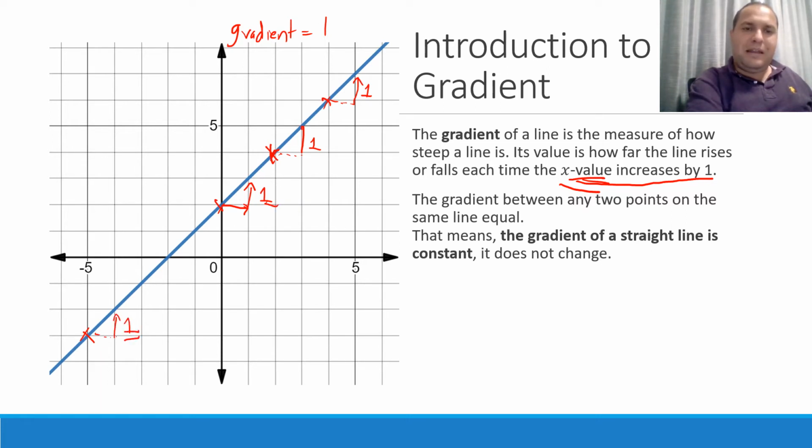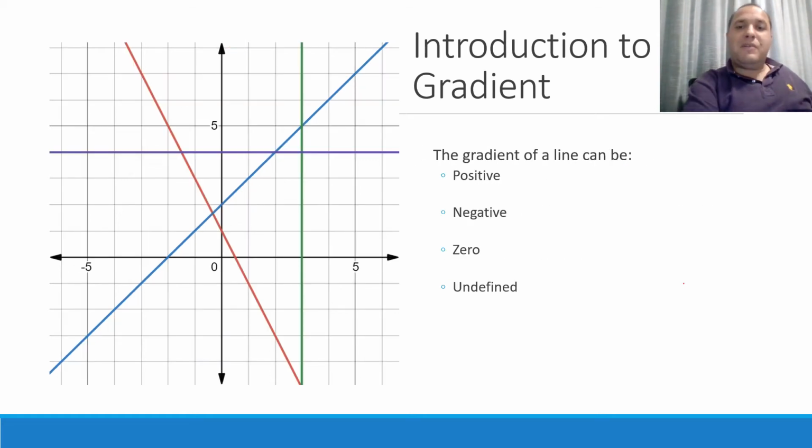Now that value of 1, that gradient, is the same for the entire line. So what that means is the gradient between any 2 points on the same line is going to be equal. So the gradient of our straight line is constant. It does not change. Any point on that line, if I go 1 square across, I always go up or down the same value to get back to that line, just like we do here in this example. So the key thing to get is the gradient of a straight line is constant. It does not change. Alright, so the gradient of a line can be positive, negative, zero, or undefined.